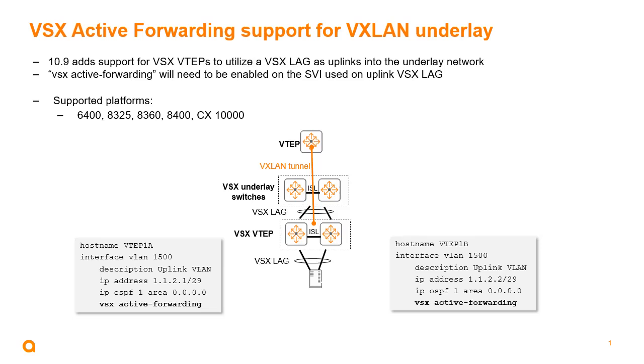So with this new capability, you need to add in VSX Active Forwarding on your SVI uplinks. I have this example with 1A and 1B VTEPs. SVI 1500 is the uplink VLAN to your underlay. You need to add the VSX Active Forwarding keyword onto that SVI. And this is supported on the VSX VTEPs such as 6400, A325, A360, 8400, and the CX 10000.